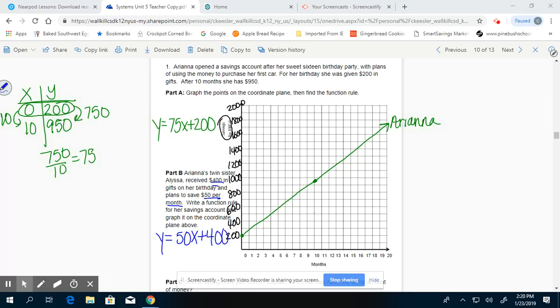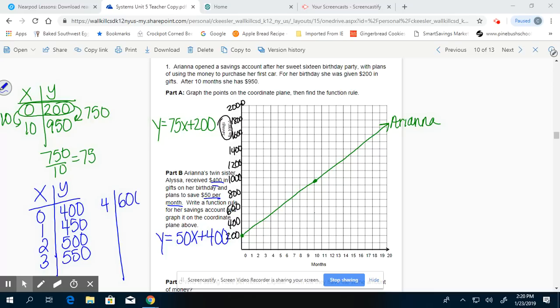So we know the y-intercept is 400. I'm going to make my life easier and make a table so I graph the right points. X, y. So 0 is 400. 1 is going to be 50 more, or 450. 2 is going to be 500, 50 more. 3 is going to be 550. 4 is going to be 600. 5 is going to be 650. 6 is going to be 700. 7 is 750. 8 is going to be 800, and so on. So you can see the pattern there.